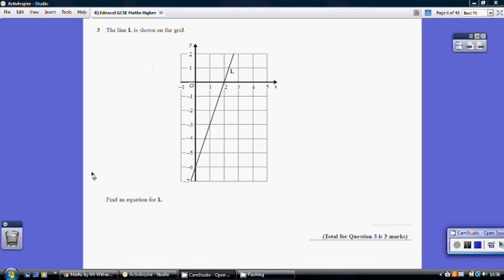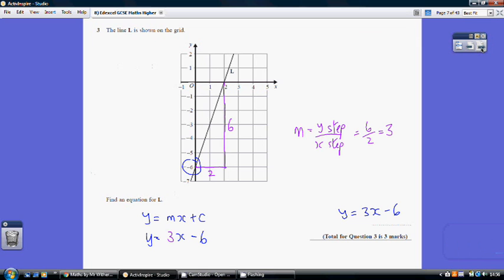Question 3, we've got to find the equation for this line. So think back to the starting point of y equals mx plus c as how a straight line equation looks, with m being the gradient, the slope, and c being where the line crosses the y-axis. Now that's probably the one to start with first. That's an easy opening mark. So where does the line cross the y-axis? Well, it crosses at -6. So -6. Let's just get that into our answer.